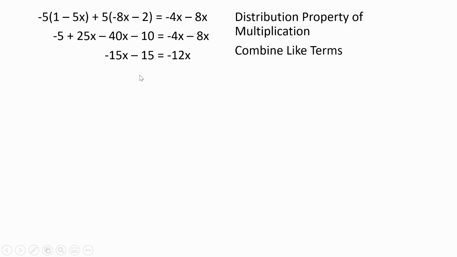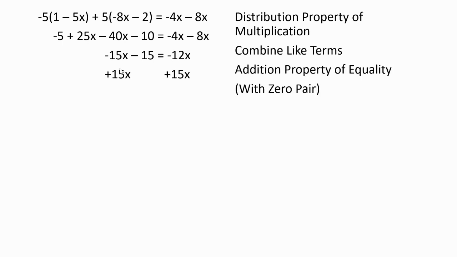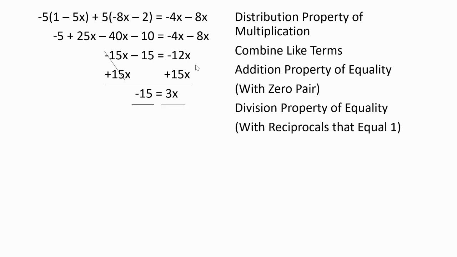So now I got to get these x's on the same side. They're on opposite sides, right? So these are not like terms. These two, the 25 and the negative 40, were like terms because they're on the same side of the equation. These are not on the same side. So this needs an addition property or subtraction property of equality. I'm going to go ahead and add a 15x to both sides. Of equality means I do it to both sides of the equal sign. And I get a zero pair, and then I'm going to divide both sides by 3. And x equals negative 5.